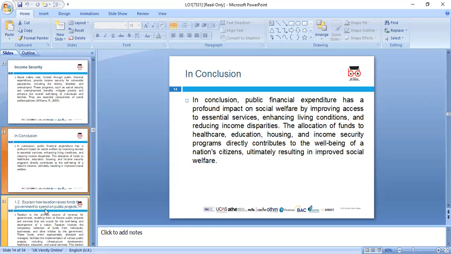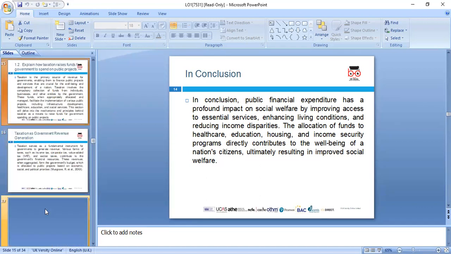So in conclusion, we can say public financial expenditures have a profound impact on social welfare by improving access to essential services, enhancing living conditions, and reducing income disparity. Ultimately, the allocation of funds to healthcare, education, housing, and income security programs directly contributes to the well-being of the nation's citizens, resulting in improved welfare.